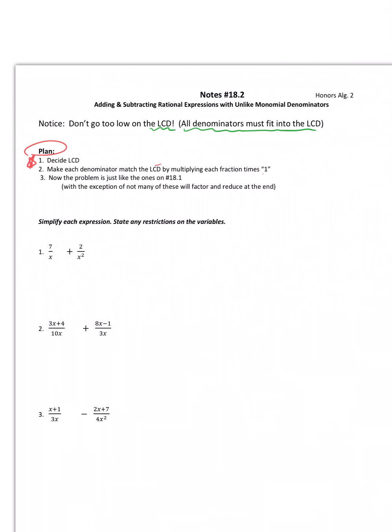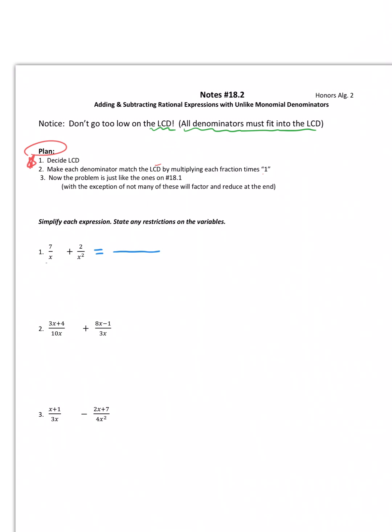Now let's look at our first question. Notice the instructions. It says simplify each expression, state any restrictions on the variables. Same process we've been doing. So look at number 1, 7 over x plus 2 over x squared. So I need to give myself a little space, and let's decide what is that common denominator going to be.